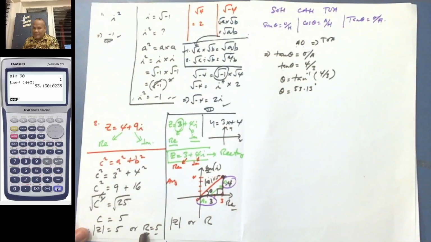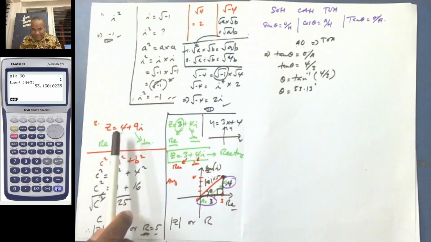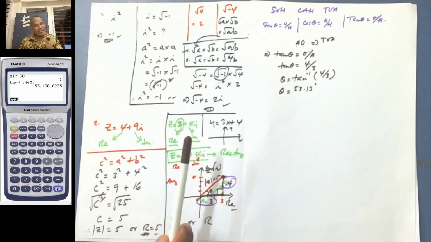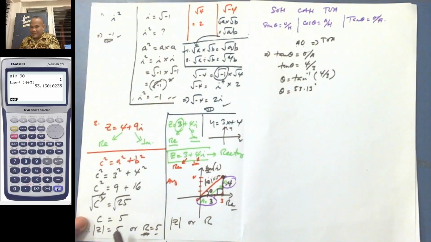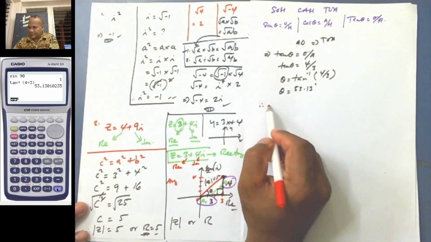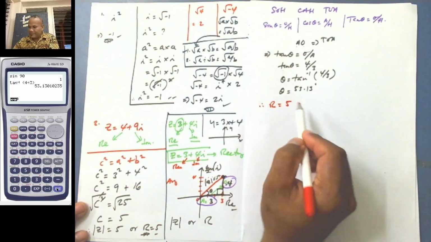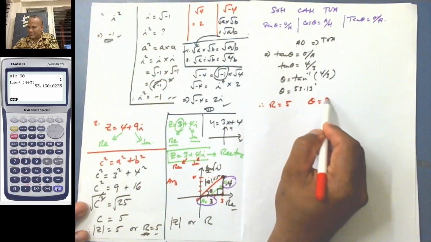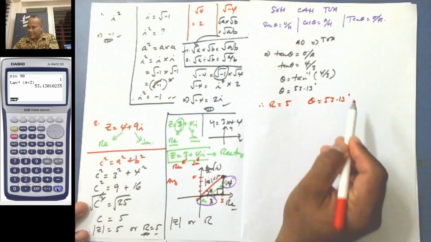This is our Z modulus or R. Okay, let's stretch it again. From here, remember, I'm just telling you we'll use this inside. Since we're here, I just want to show you. Since we have our Z modulus or our R, therefore our R is 5 and our theta is 53.13 degrees.